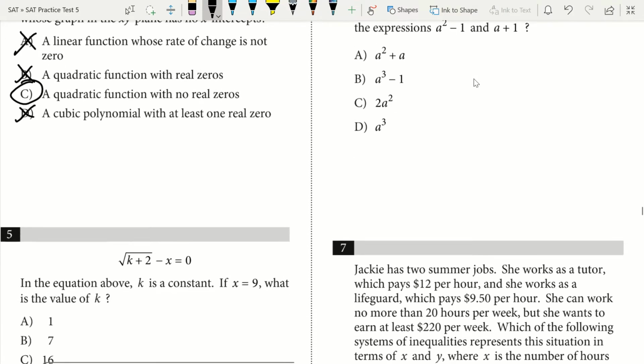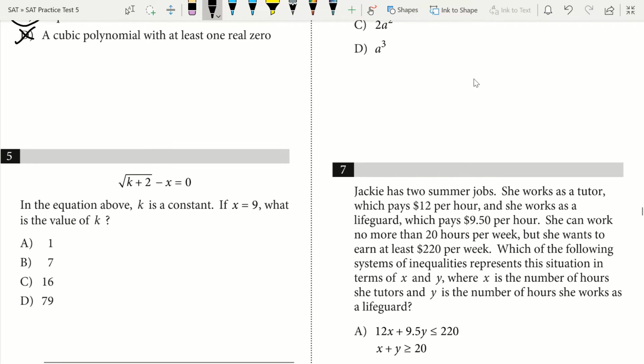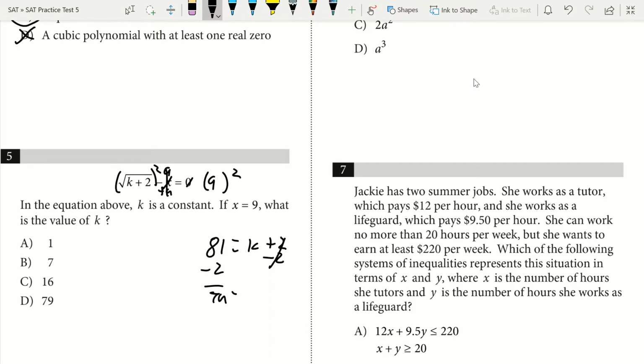Alright, question 5. In the equation above, k is a constant. If x equals 9, what is the value of k? Alright, we'll have minus 9 here. I'll add 9 to both sides, so that'll cancel. I'll have 9 is equal to the square root of k plus 2. I square each side. 9 squared is 81, so now I have 81 equals k plus 2. I subtract 2 from each side to get k, and that leaves me with 79 equals k. So my answer is 79, which is D.